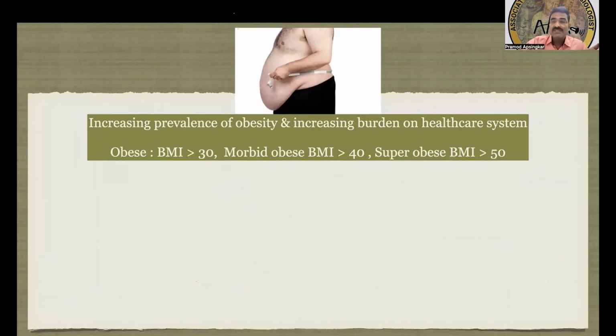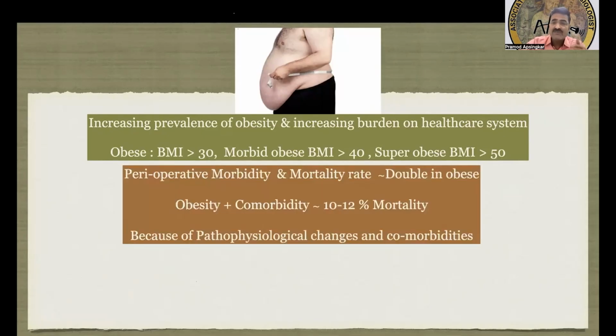So obesity is nothing but a BMI of more than 30. But what we are mainly concerned about are the morbidly obese and super obese, where the BMI is more than 40 or 50 respectively. And why are we more concerned about this? Because the perioperative morbidity and mortality is very high. It's almost double in obese patients.